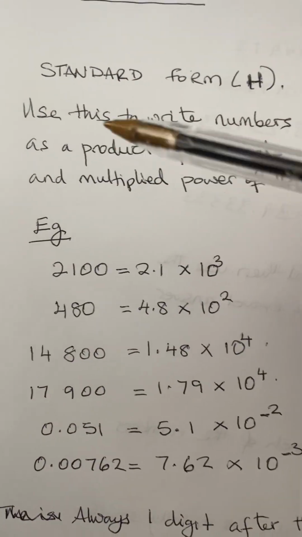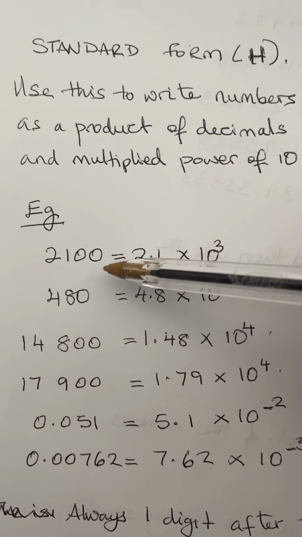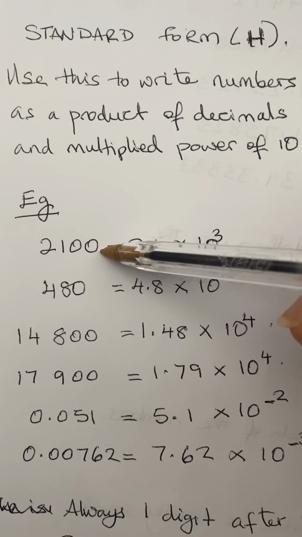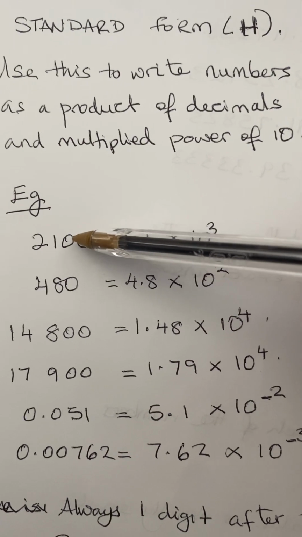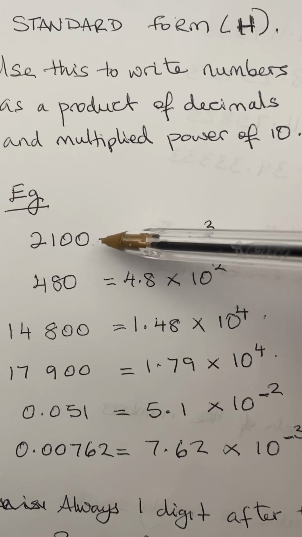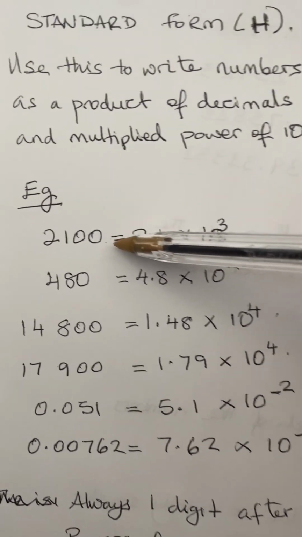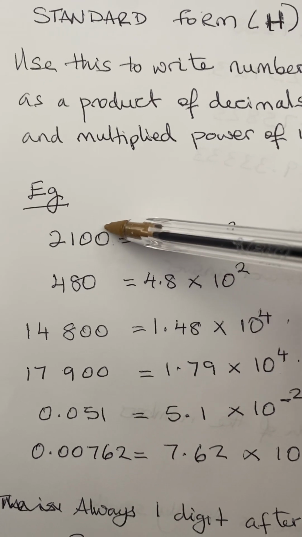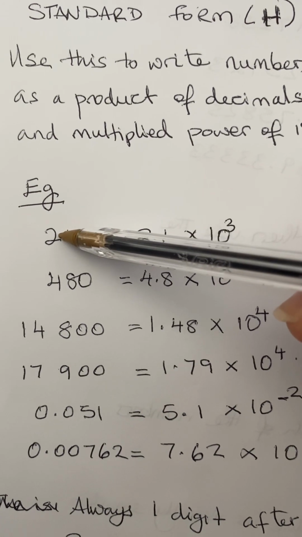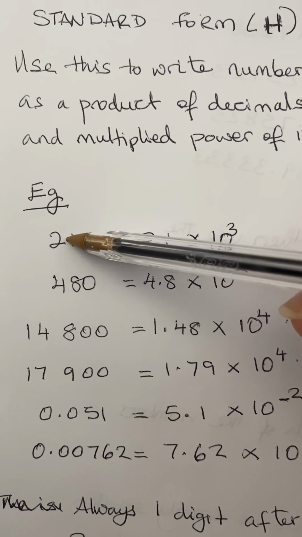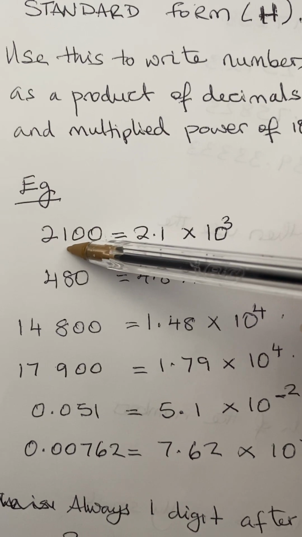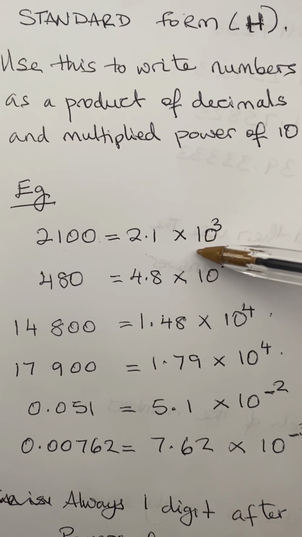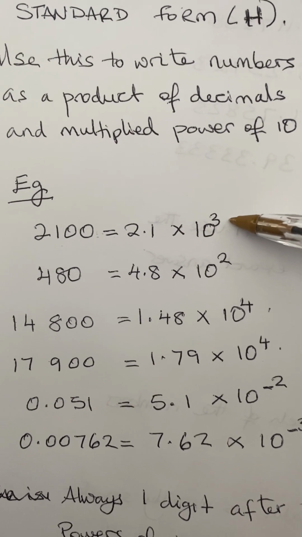You remember we said if you have a whole number, the decimal is at the end of the number. So you have 2100.0, but we don't write it that way. So if the decimal is here, you move it 1, 2, 3. So now you have the decimal here, 2.1, because you went 3 jumps, 10 to the power 3.